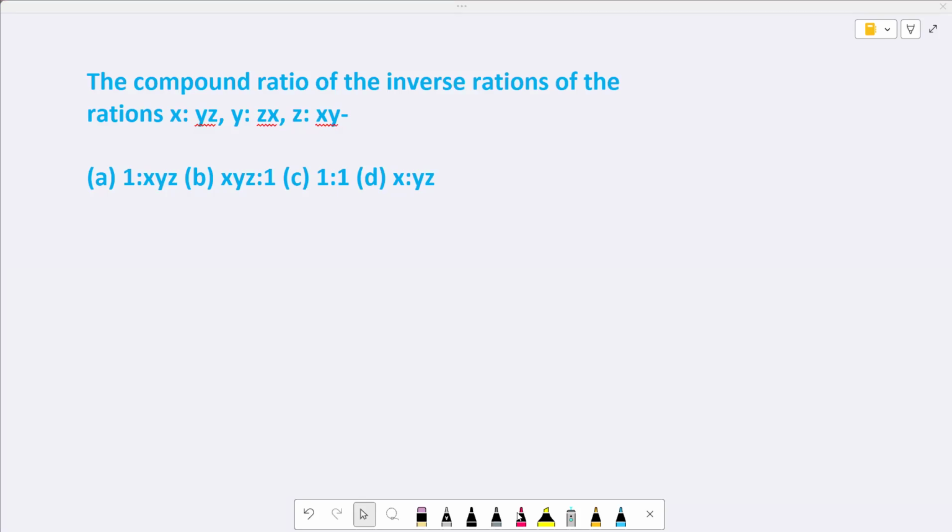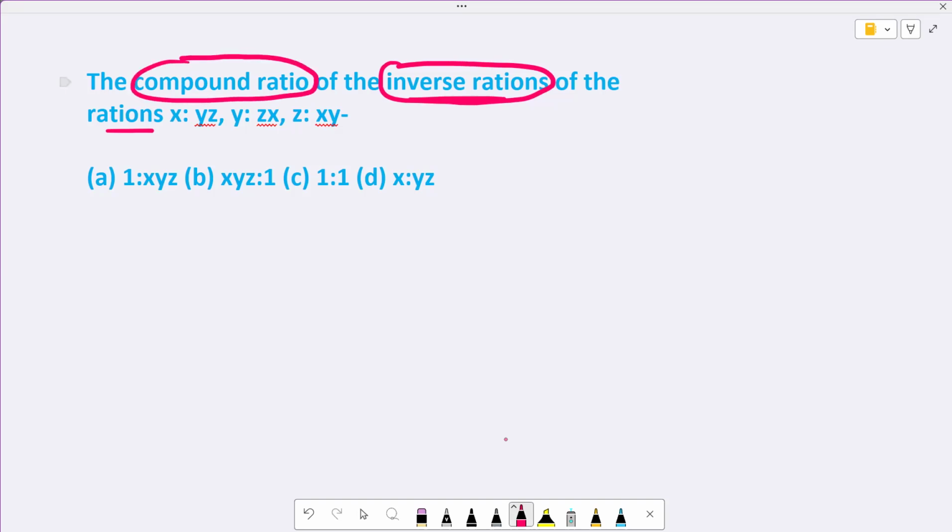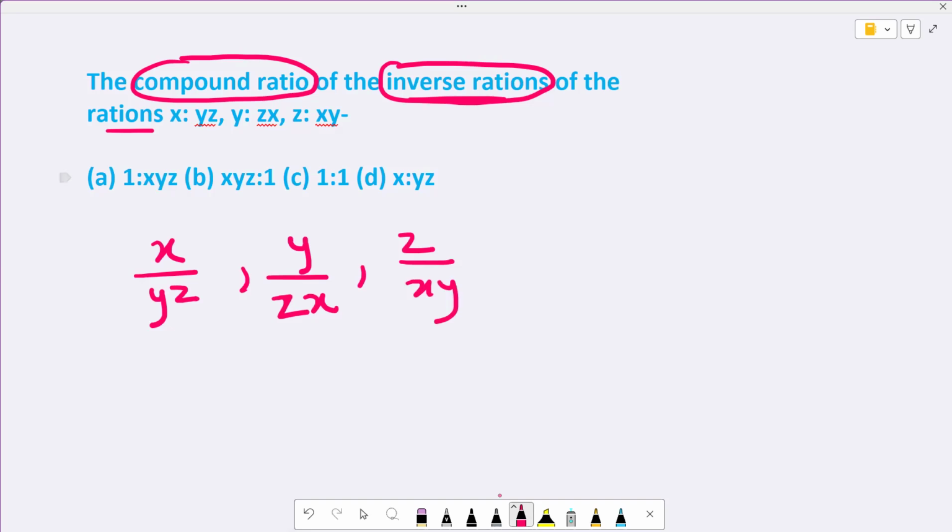So this question now says, the compound ratio of the inverse ratios of the ratios x to y multiplied by z, y to z multiplied by x, and z to x multiplied by y. So they're asking for the compound ratio of the inverse ratios of these ratios. First we'll write the given ratios as they are given: x divided by yz, y divided by zx, and z divided by xy. Okay, these are the given ratios.